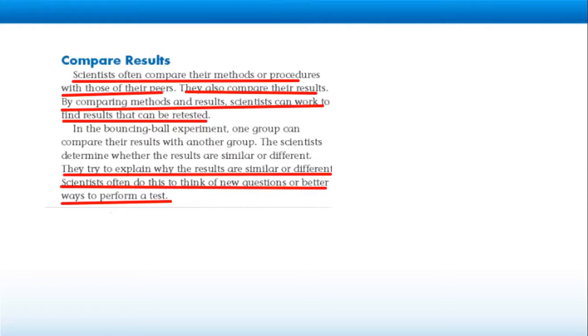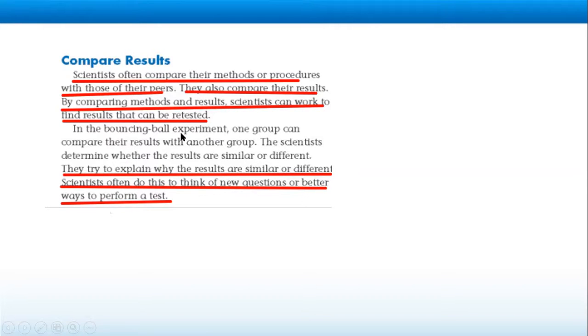Now, comparing results. Scientists compare results with each other. Scientists often compare their methods or procedures with those of their peers. They compare their methods and their results. Scientists can work to find results that can be retested.